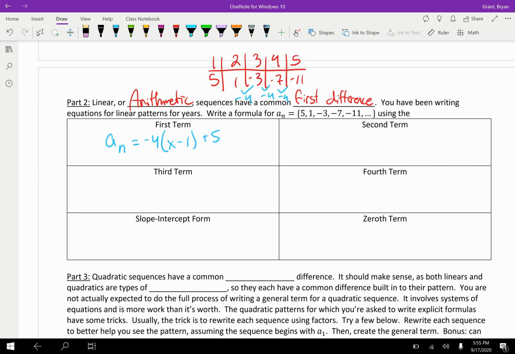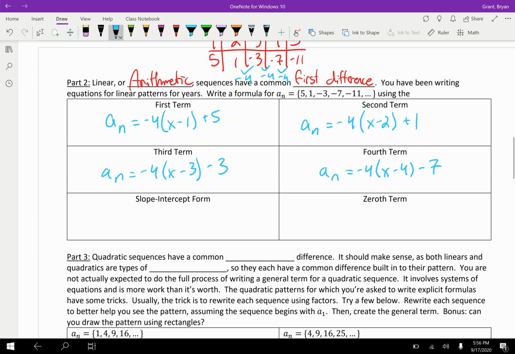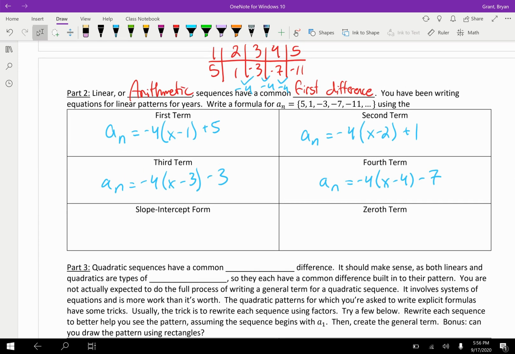Great, it's pretty easy. Writing the formula using the second term: -4, x minus 2, plus 1. Third term: a sub n equals -4, x minus 3, minus 3, there we go. Fourth term: -4, x minus 4, minus 7. Well then, what about slope-intercept form?